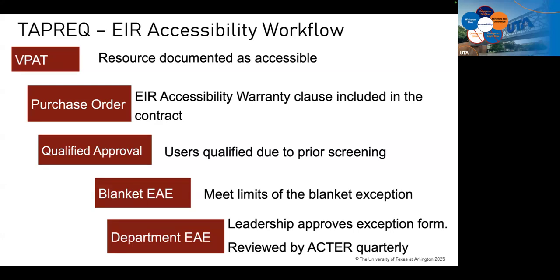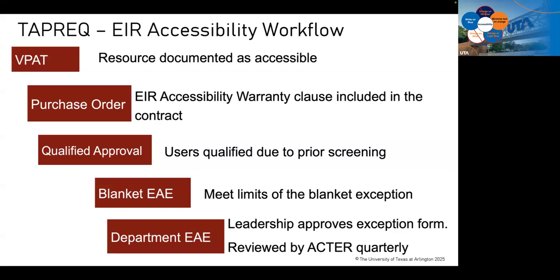And we weren't sure how we were going to live with our blanket exception process under the new rule. Well, we had our ACTOR meeting. That's a UT system requirement, a committee that looks at all of the exception forms every quarter. And we have elected to continue that blanket approval process even under the new DOJ rule.